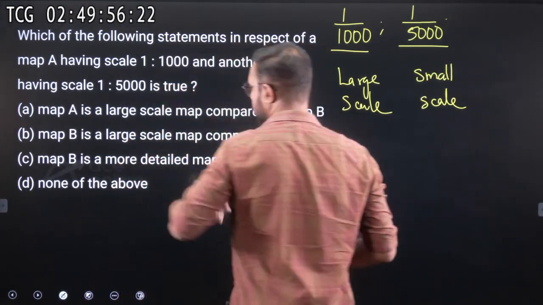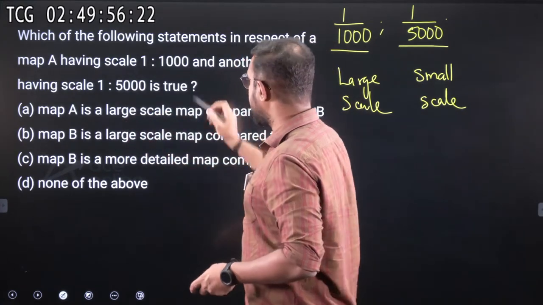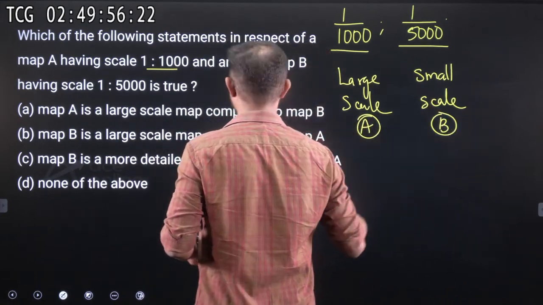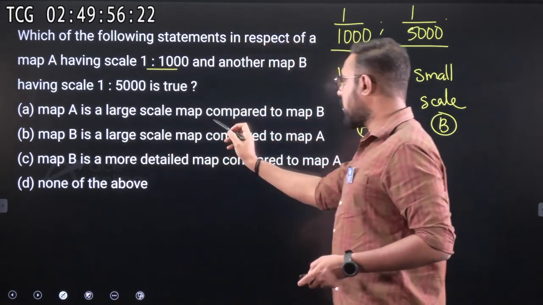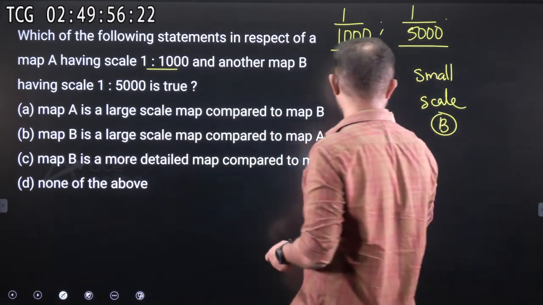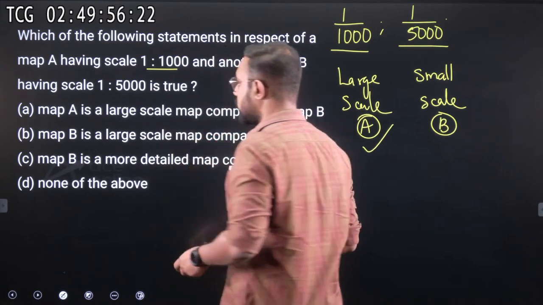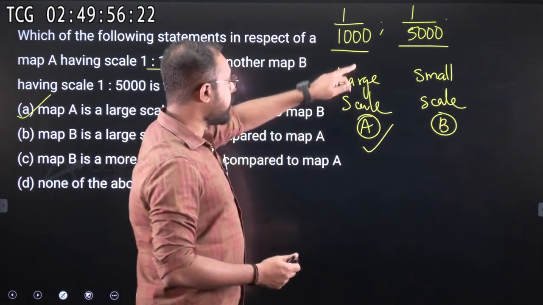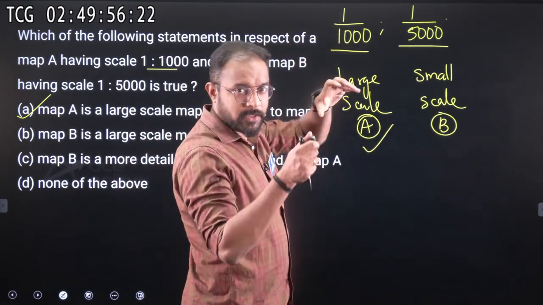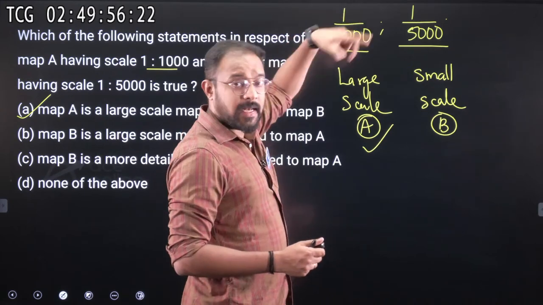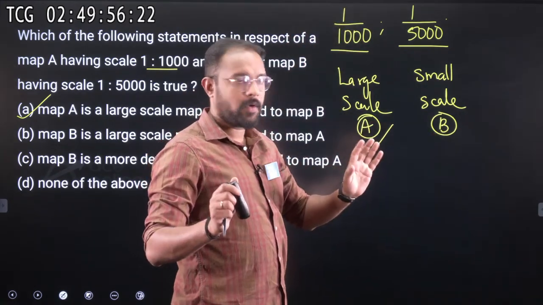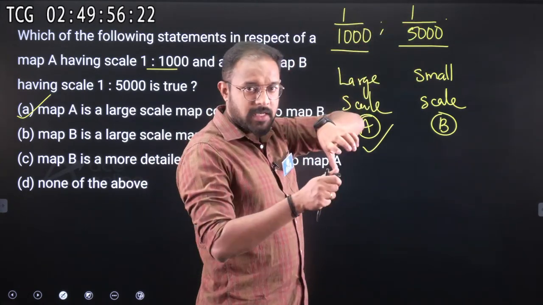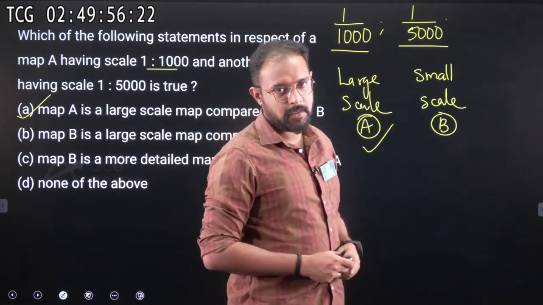So you put our options, look. Map A is having large scale. So A is 1 in 1000, and this is B. So map A is a large scale compared to map B. Is that statement correct? Yes, this is large scale. So that statement is correct. So our correct answer would be option A. Right, so remember: when the denominator is small, the fraction is large. Large fraction means large scale, that's it. Here compare 2000 and 5000, 5000 is the larger value. So a small fraction means small scale.